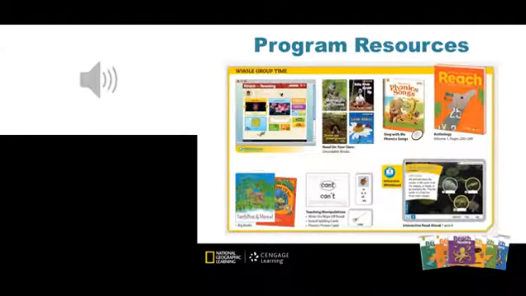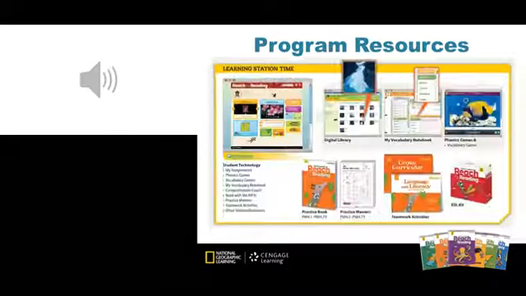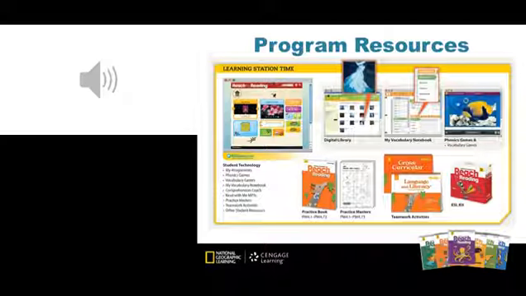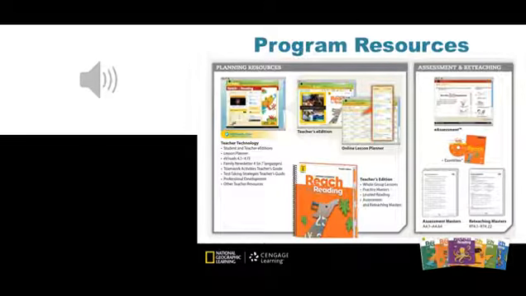Turning to the next page, you'll find the program resources for the unit. These are specific to this particular unit. The resources are broken down into whole group, leveled reading, which includes a balance of informational text and authentic literature, and there are over 100 books per level in the leveled reading library. The learning stations are also part of this resource page, as well as your planning, assessment, and reteaching tools.